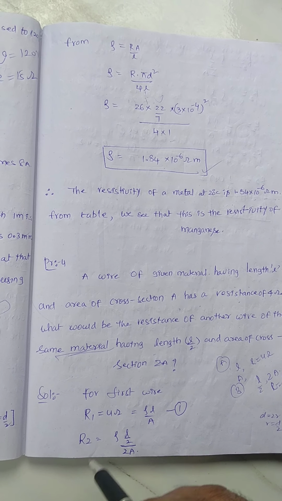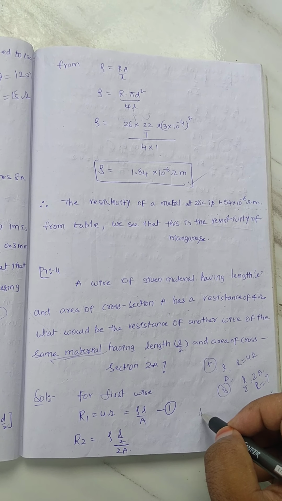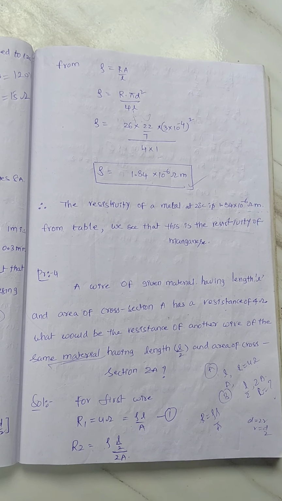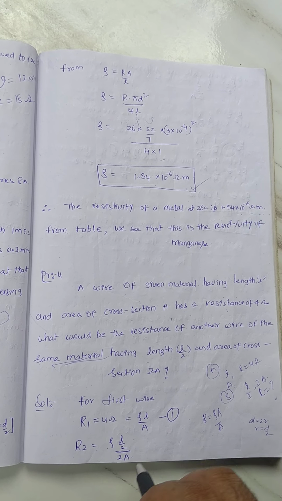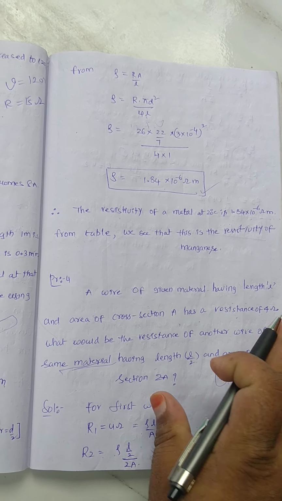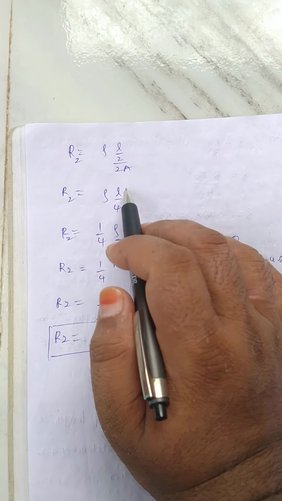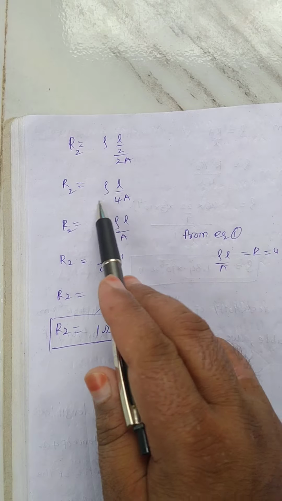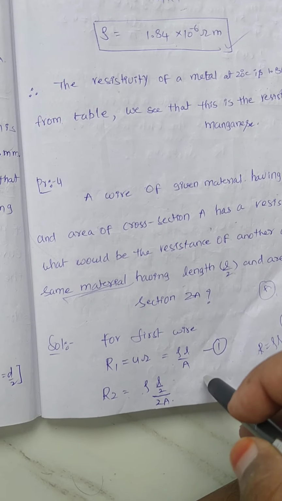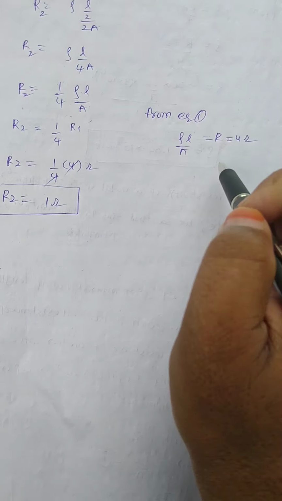So see, for the first case they gave, I am writing here R1 equals 4 ohm. Then I am using the formula R equals rho L by A, right? And R2 equals rho into L by 2 divided by 2A, right? L means L by 2, A means 2A. So then this 2 goes to the denominator, 2 into 2 is 4, then rho L by 4A, right? R2 equals rho L by 2 by 2A, then R2 equals rho L by 4A. So I take 1 by 4 common outside, then R2 equals 1 by 4 into rho L by A. But we know from the first equation, rho L by A is nothing but R1, that is 4 ohm. That I mentioned here. Then rho L by A equals 4 ohm.